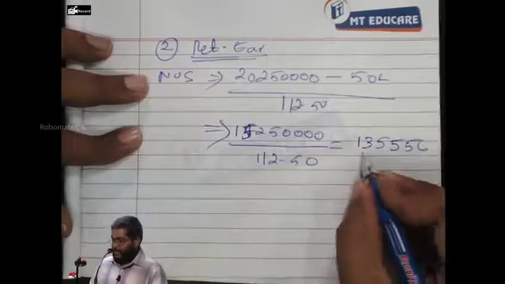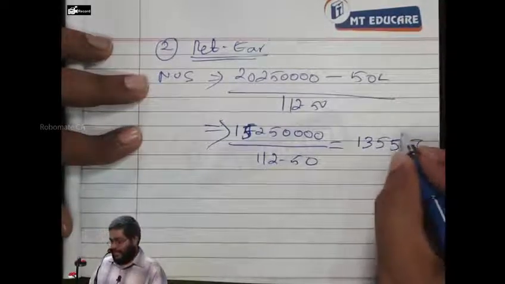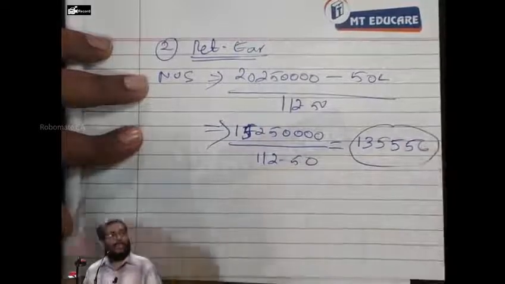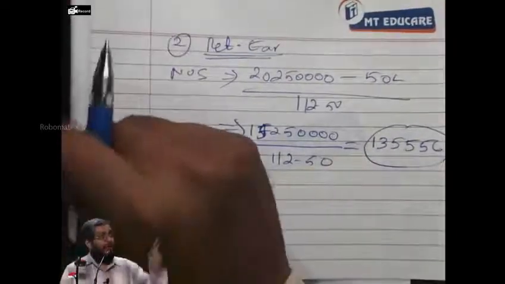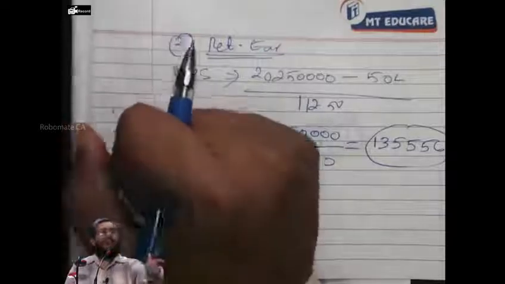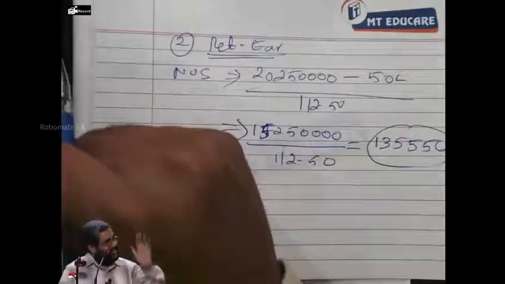Correct about 135,556 shares, right or not? These are new shares to be issued. Now my question is, will my wealth remain 8 crore 43? Will it change? It will change.